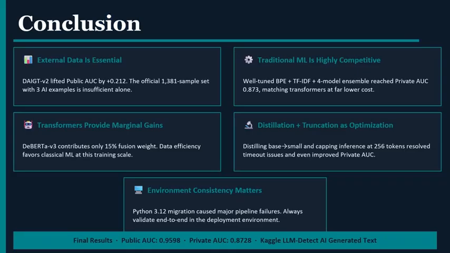To wrap up, external data is essential. Traditional machine learning stays highly competitive. Transformers provide only marginal gains here. Distillation and inference truncation were key engineering tricks, and environment consistency matters. Final system: public AUC 0.9598, private AUC 0.8728, with the best private score from version 9.6.